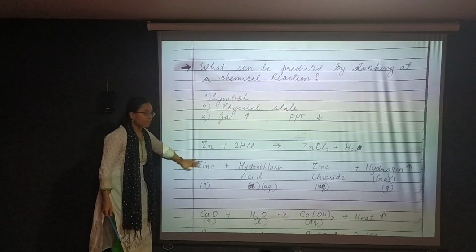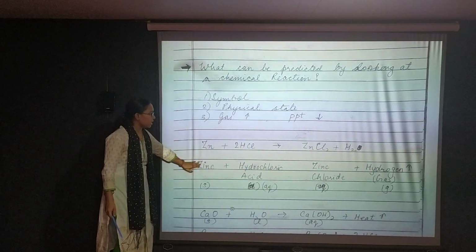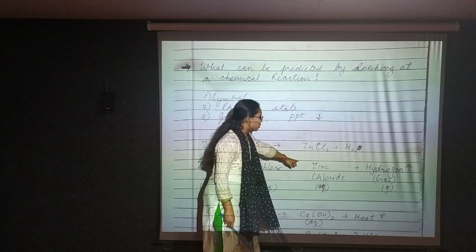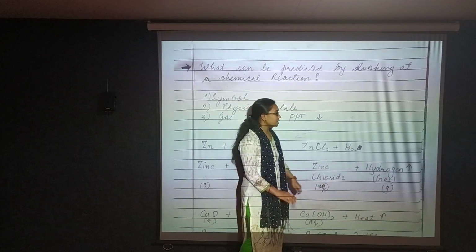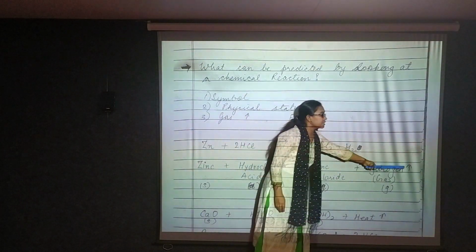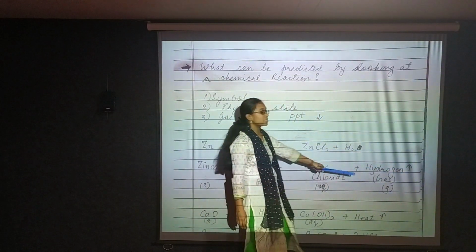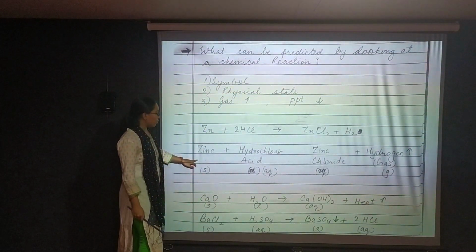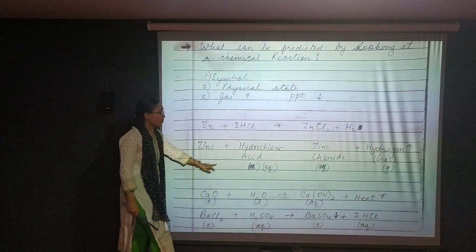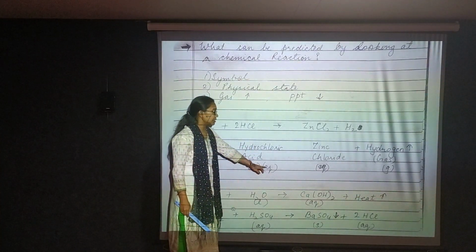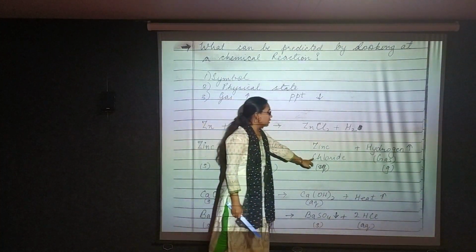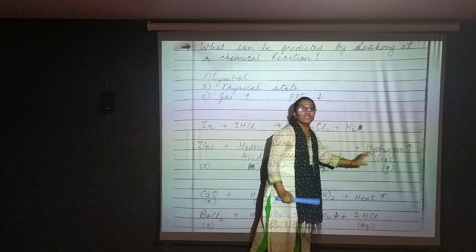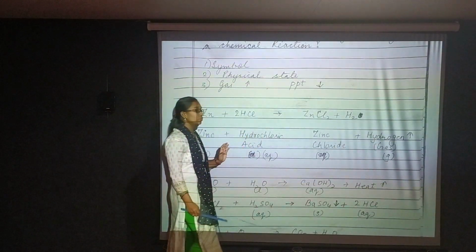Now I have written Zn, zinc; 2HCl, hydrochloric acid; ZnCl2, zinc chloride; and H2, hydrogen gas. Again, this upward arrow shows that the hydrogen gas is released. Zinc, as you all know, is a metal, so it will be in the solid form. Hydrochloric acid is in the aqueous form. Zinc chloride is again in the aqueous form, and hydrogen gas is in the gaseous form. So that's why I have put the G.